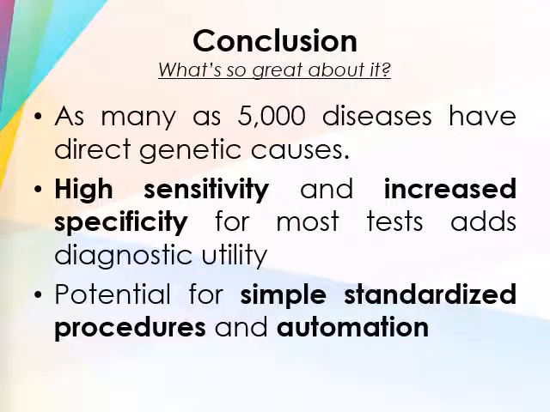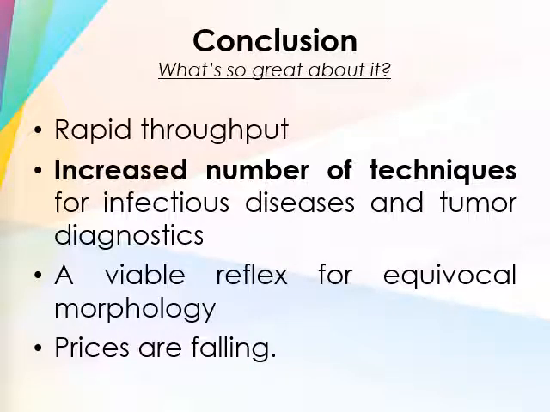So what's great about it? As many as 5,000 diseases have direct genetic causes. High sensitivity and increased specificity for tests add diagnostic utility. There is potential for simple standardized procedures and automation. There is rapid throughput, an increased number of techniques for infectious diseases, a viable reflex for equivocal morphology, and prices are falling.